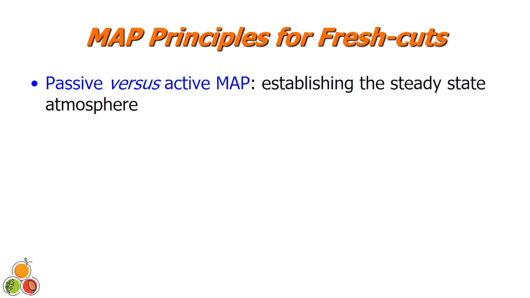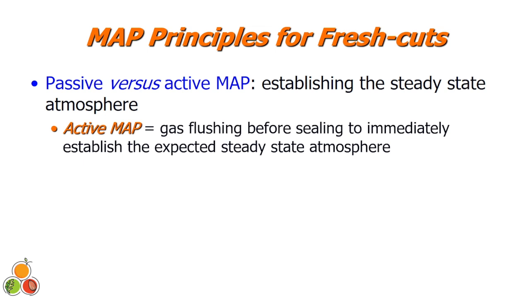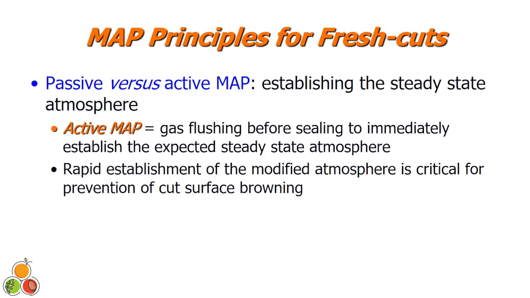Another part of MAP is the idea of passive MAP and active MAP. Passive MAP just means you let the respiration rate establish the atmosphere over time. Active MAP means that during the sealing process, you pull a vacuum, flush, and fill the bag as it's being sealed with an atmosphere that is what you expect the equilibrium atmosphere to be. So it's at that atmosphere right from the start. So that rapidly establishes the atmosphere. It's very important for things that tend to have browning problems because getting the oxygen down low quickly is very important.